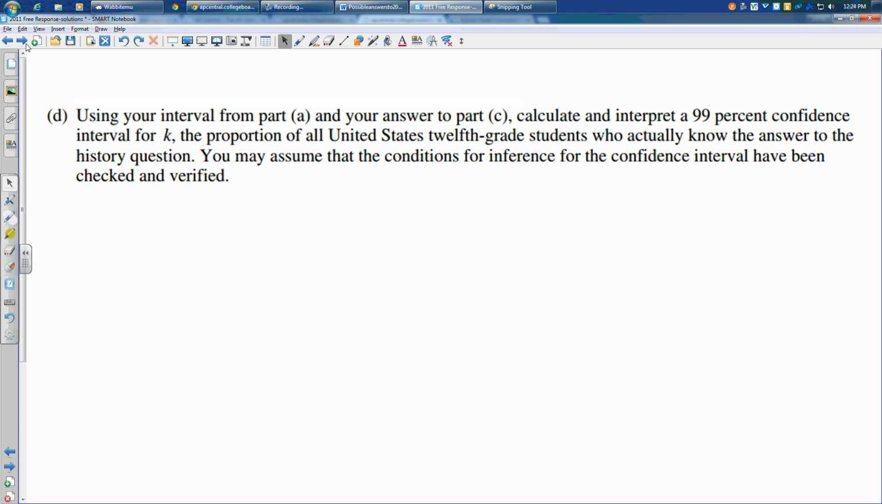And then D is really the crowning jewel. Use your interval from part A and your answer from C. So there's your clue. You better use both those parts, part A and part C, to calculate and interpret a 99% confidence interval for k, the proportion of all U.S. 12th grade students who actually know the answer. Now, what we did on part A was we found the percent who actually got it right. Now we want to find the probability they actually know the answer. And it says here that we don't need to check conditions again.